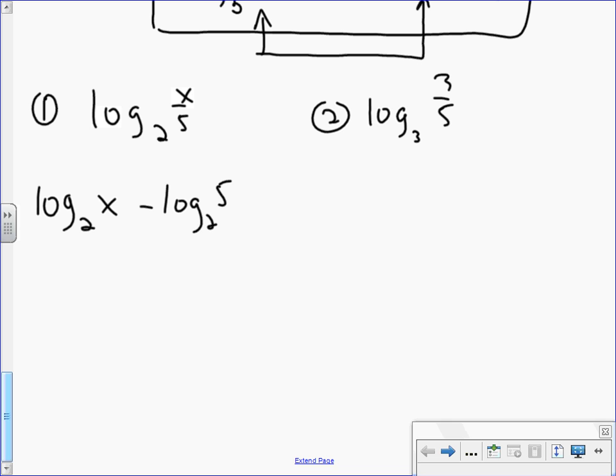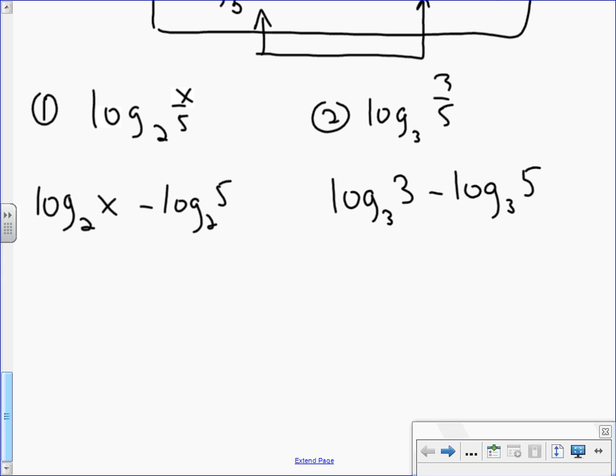Log base 3 of 3/5. Log base 3 of 3 minus log base 3 of 5. Back in the old days, pre-calculators, the back of our textbook had 15 or 20 pages called log tables. Log tables gave us logs of certain values, and if you were asked to find a log value that wasn't in the table, you had to do this and go look up these two values and subtract them to get the answer. That's the way we used to do it. Okay, and you should say right now, thank goodness we don't have to do that anymore.